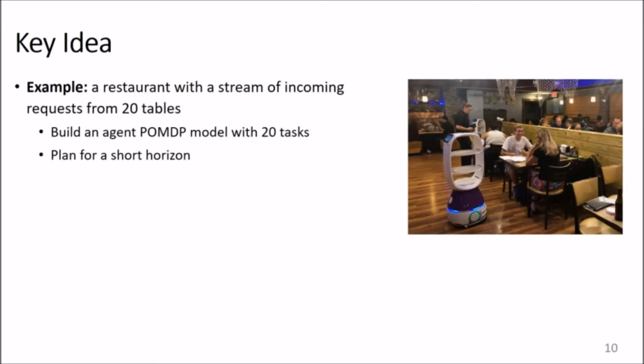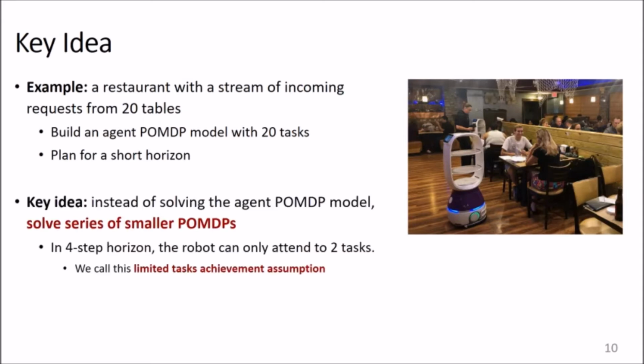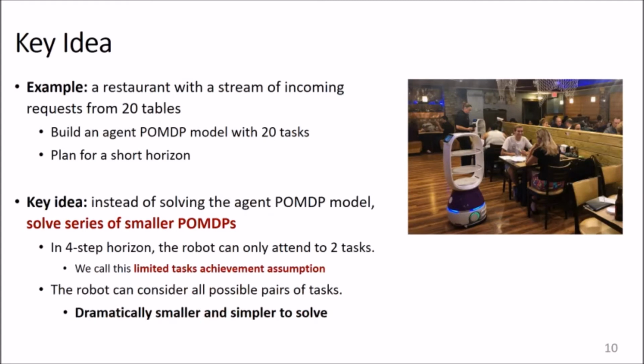Given a restaurant setting with 20 tables or tasks, the robot has to build an agent POMDP model with the 20 tasks and then plan for a fixed horizon. We exploit an observation that given a short horizon of 4 steps, the robot can only attend to a limited number of tasks, for example, 2 tasks. So instead of considering the agent POMDP with 20 tasks, the robot can consider all possible pairs of tasks and solve series of much smaller planning problems. We go one step further and we prune the set of all pairs to solve the agent POMDP more efficiently.